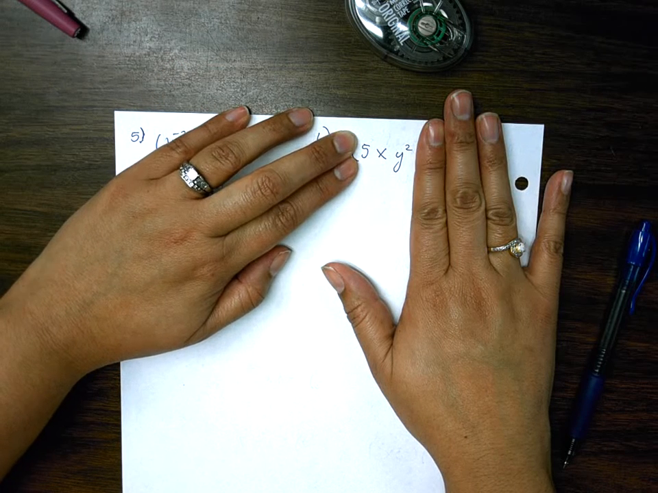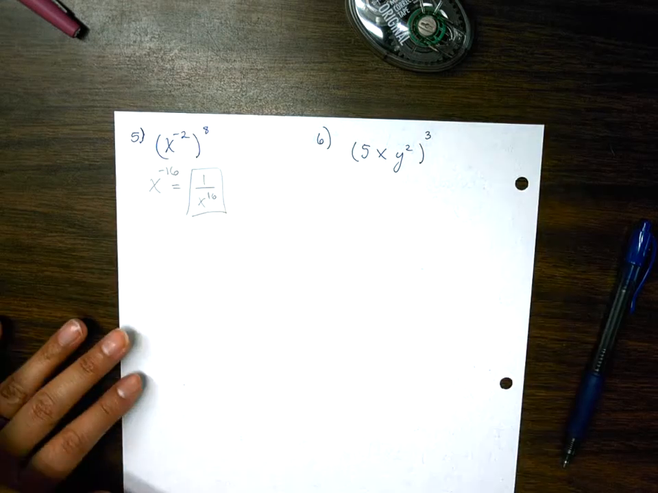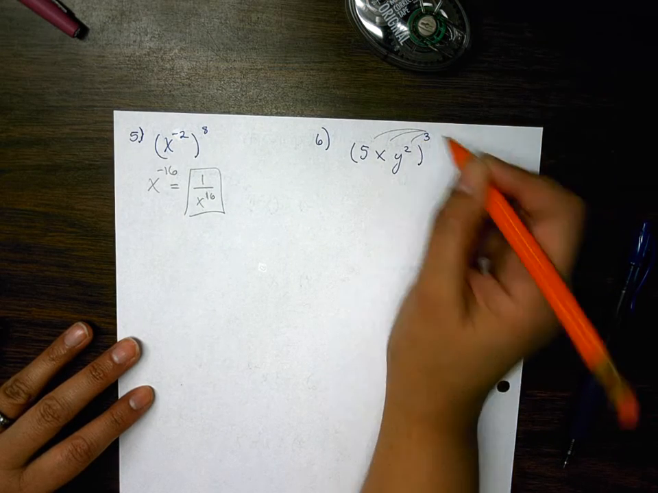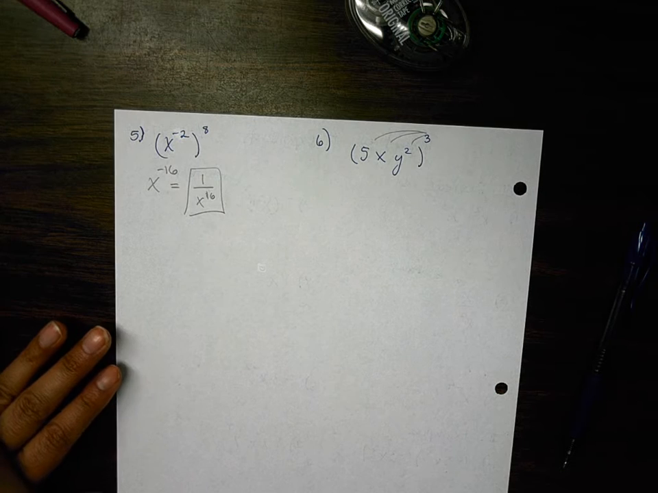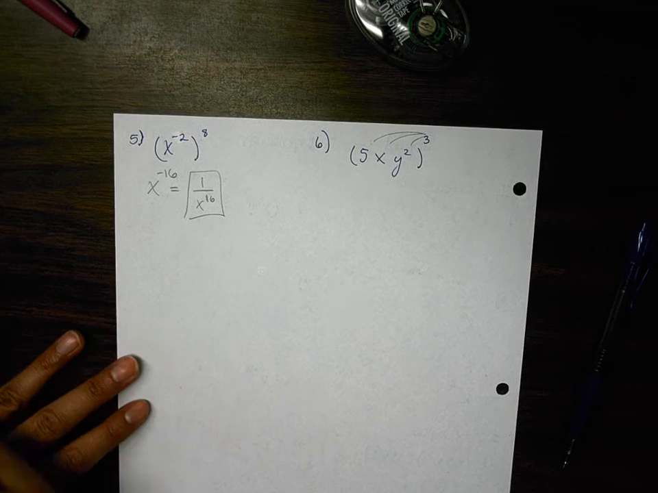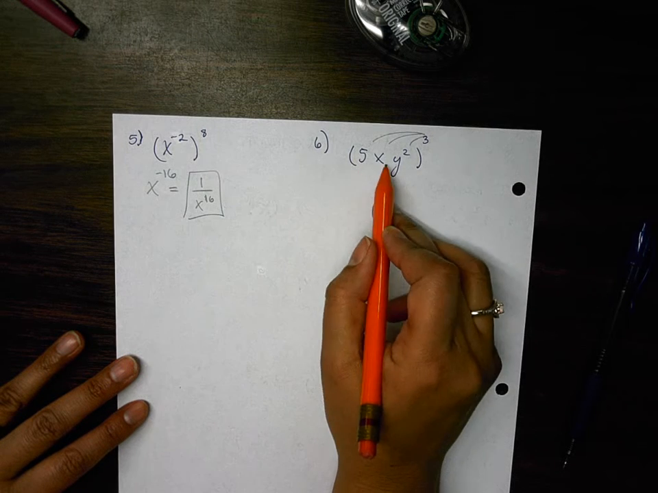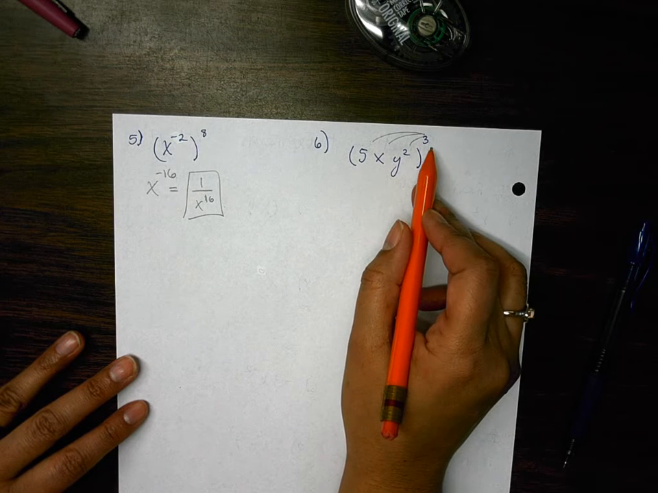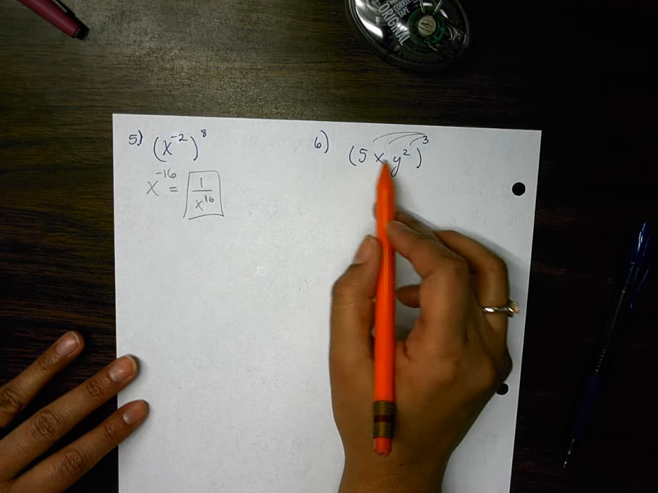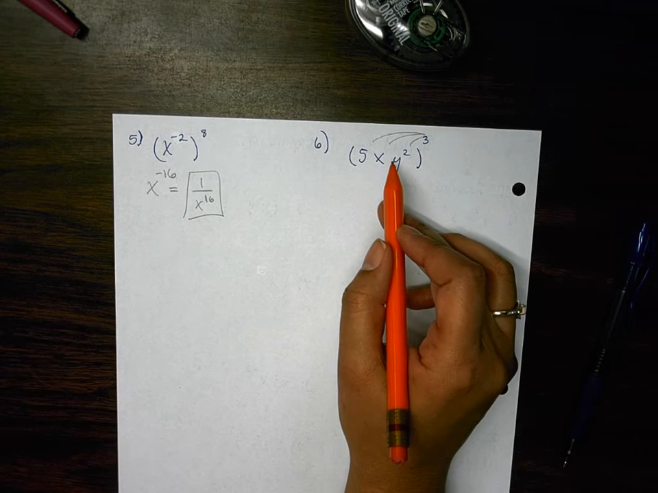As long as there's no plus or minus in the parentheses, you will distribute that exponent to the 5, the x, and the y squared. If there was a plus or minus sign in there, you would not be allowed to do that. I'm going to repeat that because what I'm telling you is something we're going to use again and again throughout the year and units to come.